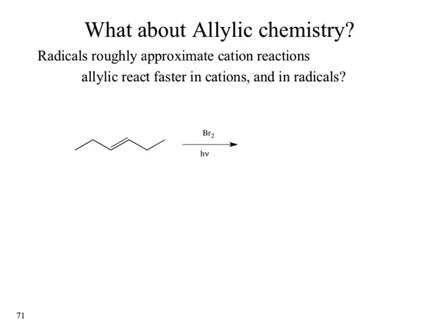Okay? The next fun one. What about allylic chemistry? So here's our pi bond. What would you expect for a product? And not to be too leading or anything, remember we just talked about radicals. Where's the most stable carbocation?